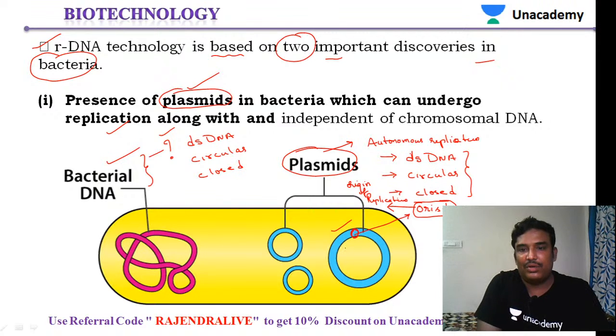So it is closed. But plasmid is extra chromosomal DNA, whereas bacterial DNA is the bacterial chromosomal DNA. It is a part of the bacteria, and only a single chromosome is present.